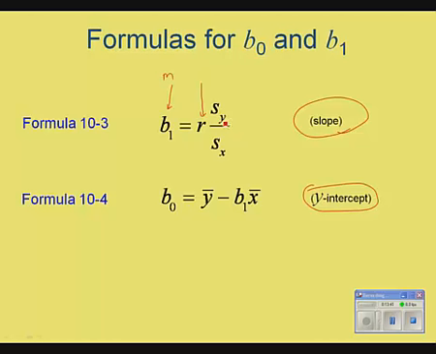Now this S, what does the S stand for? Sample standard deviation. Now why do they have this little Y down here or this little X down here? You want to know which one it's coming from, right? We're going to need to know the standard deviation of two different samples in order to compute the slope. So what's the idea? The idea is, first, we compute the slope.